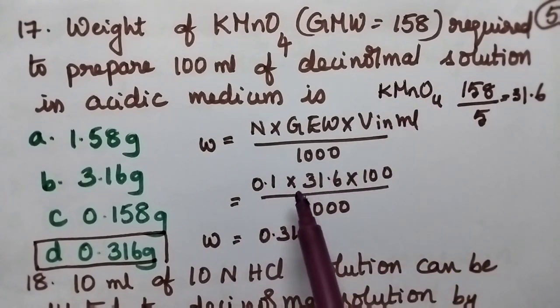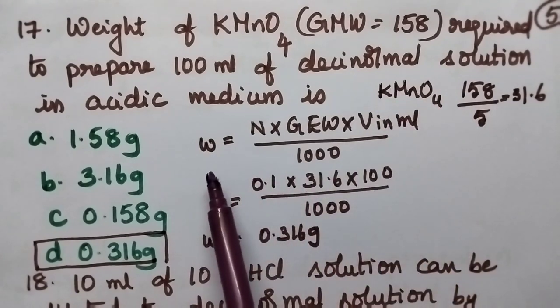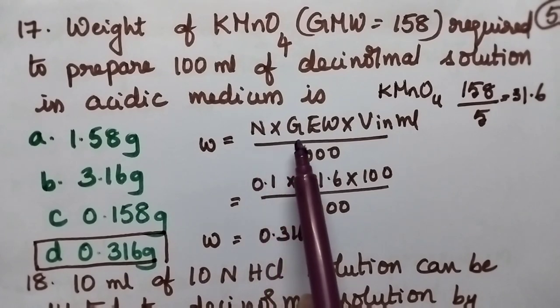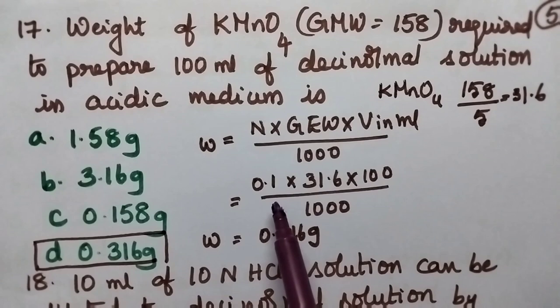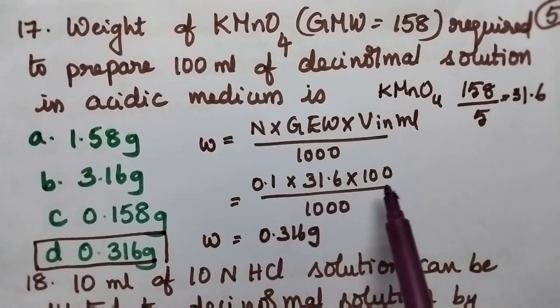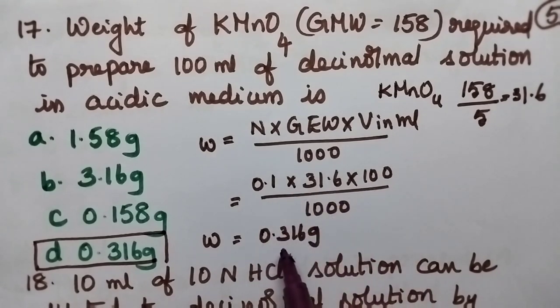Decinormal means 0.1 normal solution. Weight can be calculated by using the formula normality into gram equivalent weight into volume in ml by 1000. That is equal to 0.1 into 31.6 into 100 divided by 1000, and that is equal to 0.316 gram, and hence the right option is 0.316 gram, that is option D.